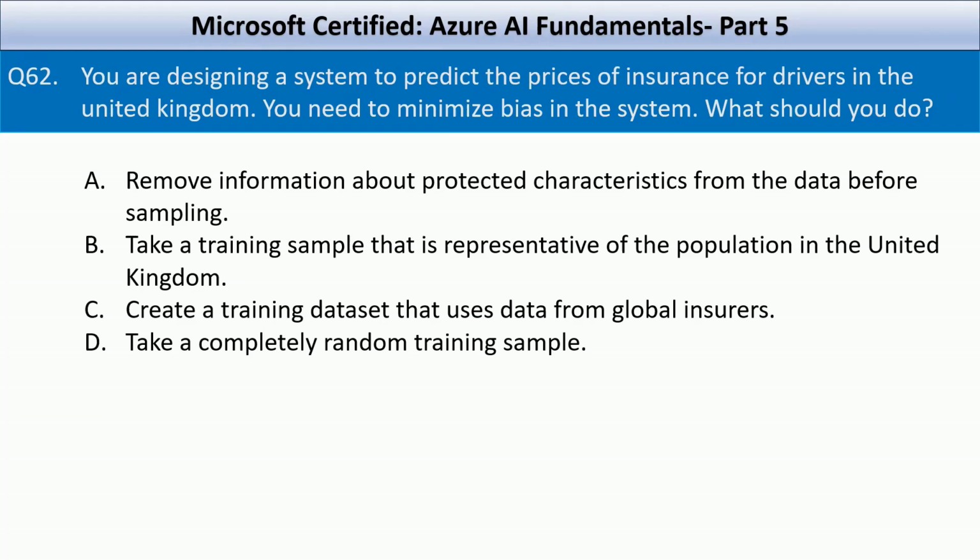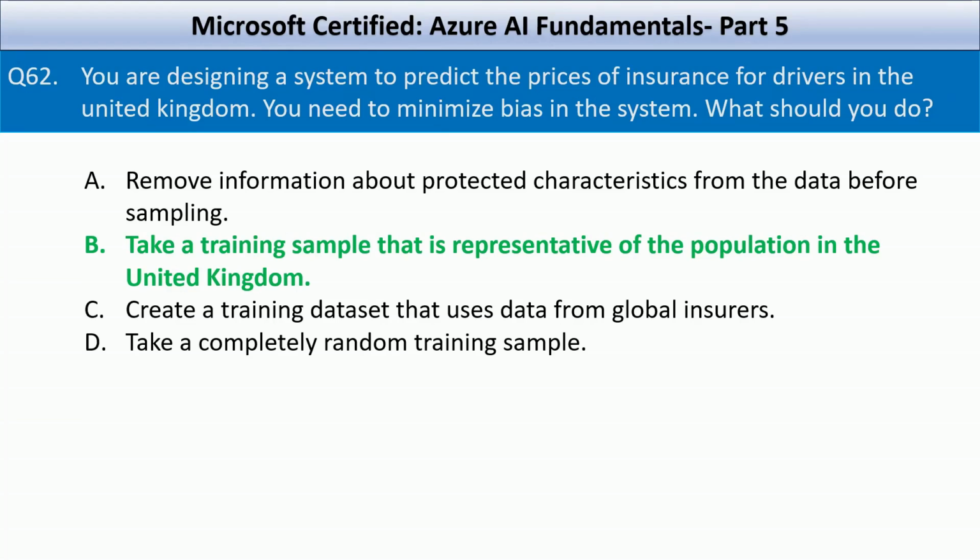Now, friends, to minimize bias, the training data should accurately reflect the real world distribution of the people the model will serve. In this case, drivers in the UK. Using a representative sample ensures that the model learns patterns that generalize well across all subgroups in the target population, reducing bias related to age, gender, region, and so on.